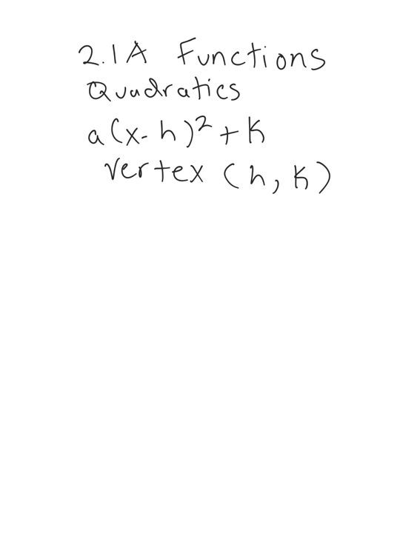The a determines the slope and whether it is positive or negative. So whether it is right side up or flipped upside down. So a is slope, positive or negative.